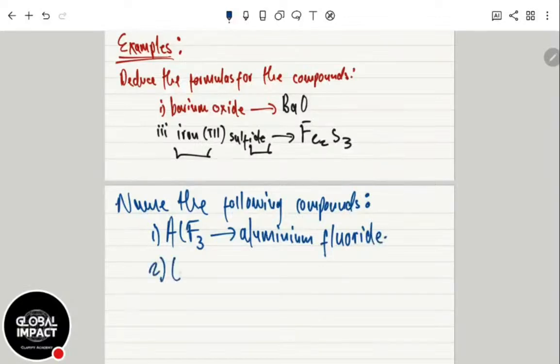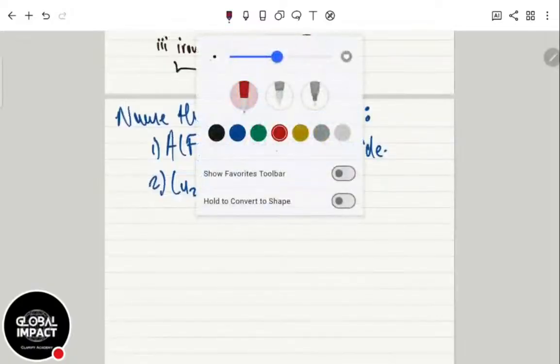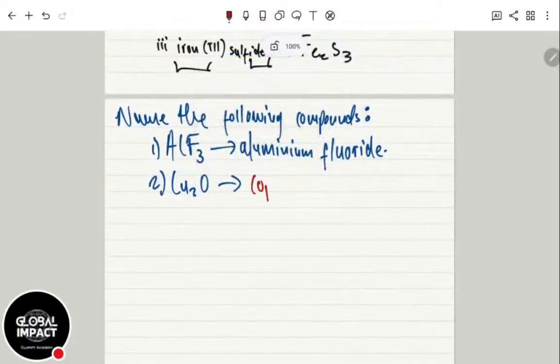Then we now do number 2. What is it going to be? Cu2O. What do we have now? A metal and a non-metal, and they're binary. It's just the two of them. We want the name. So how do I get the name? I know that I'm going to bring copper as it is. So this is going to be copper, but I need to put its oxidation state.